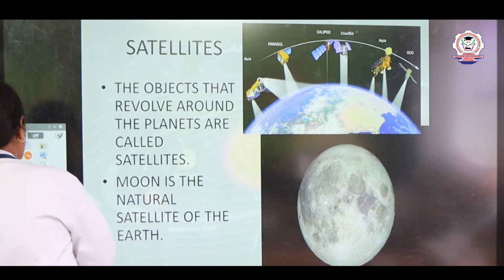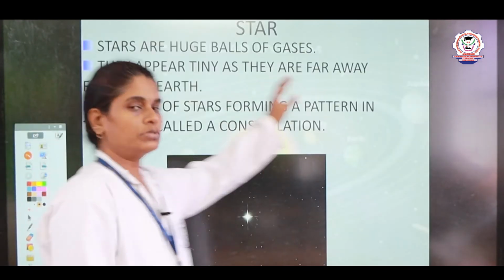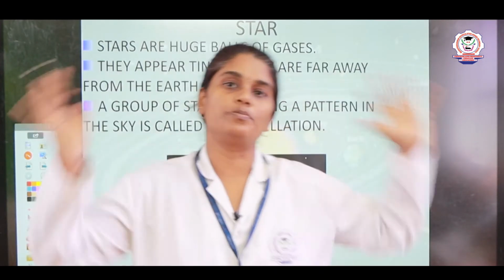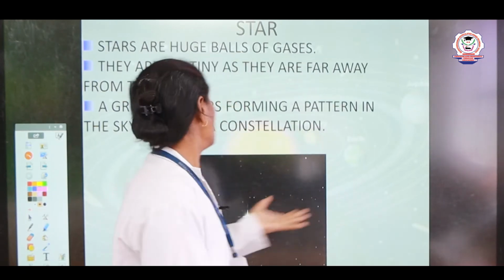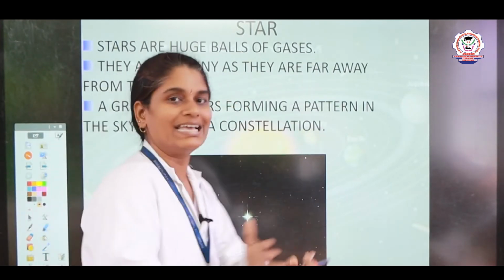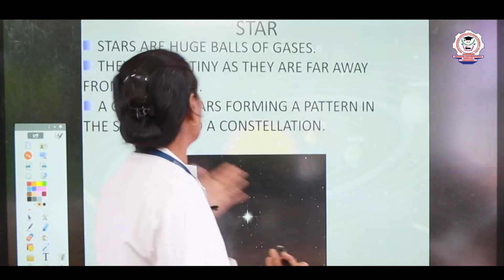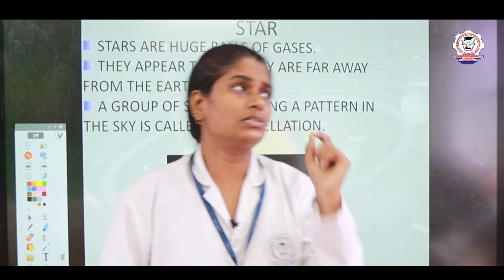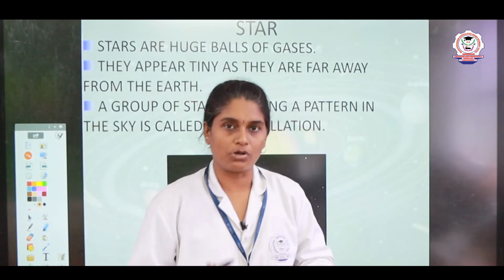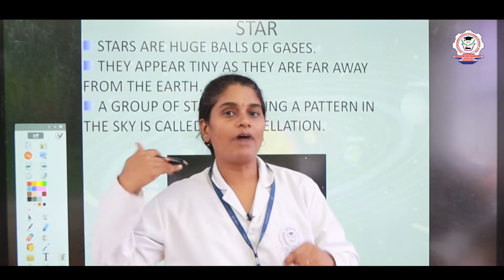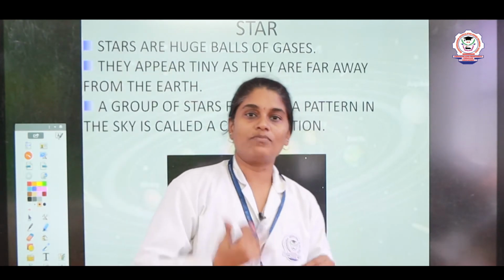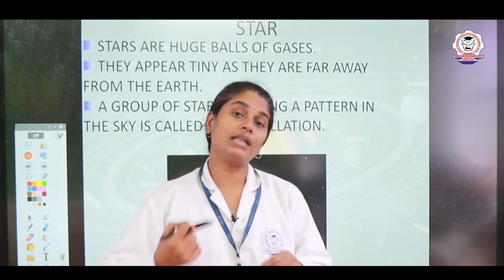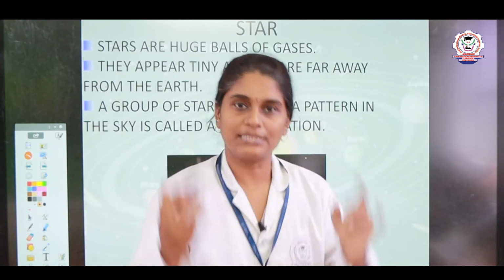Okay. Now, let us see about stars. So, what is a star? Stars are huge balls of gases, right? They give out a high amount of heat as well as light. We see stars as tiny from the earth. Why? Because the stars are very far away from the earth. So, that is why we are able to see stars as tiny objects. But the star that is nearest to our earth is the sun, right?